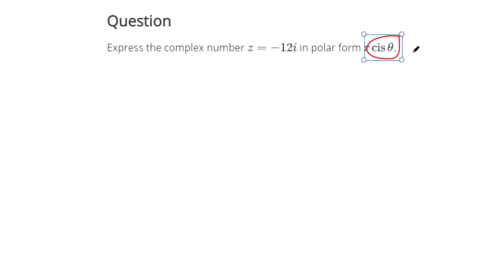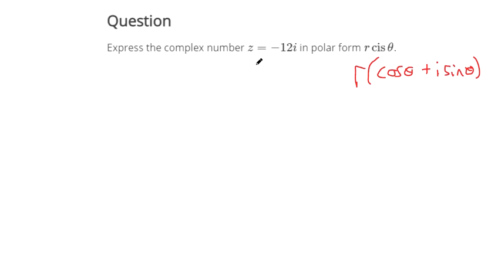This notation here is the same thing as saying this in longer form. This is r times cosine theta plus i sine theta. Okay, so cis theta, that's cosine theta plus i sine theta.